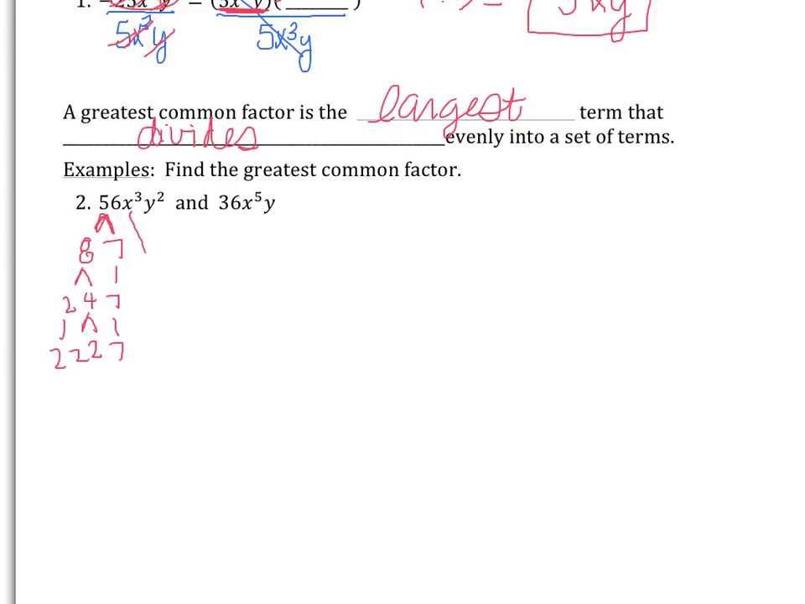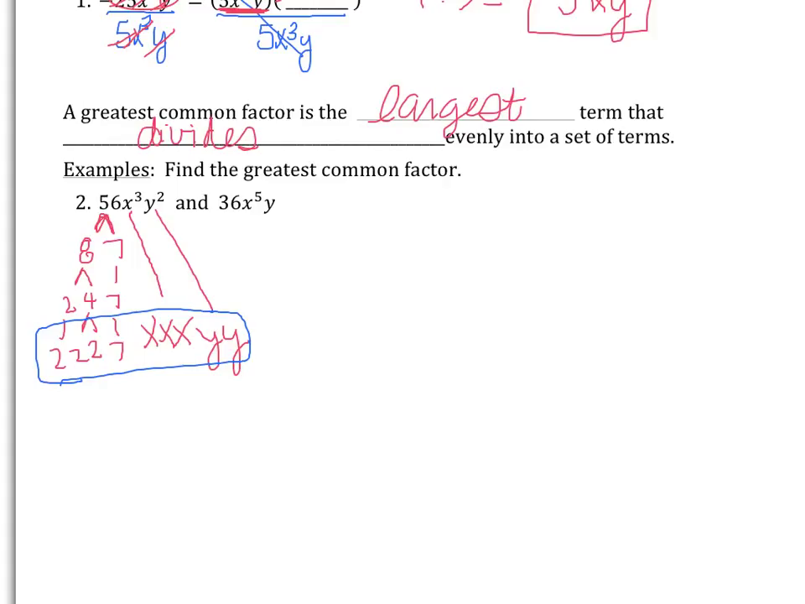Now, the x to the third expands out to be x times x times x, and y squared comes out to be y times y. Now this down here represents the prime factorization of that term, 56x to the third y squared. Well, now we need to break down the 36x to the fifth y.